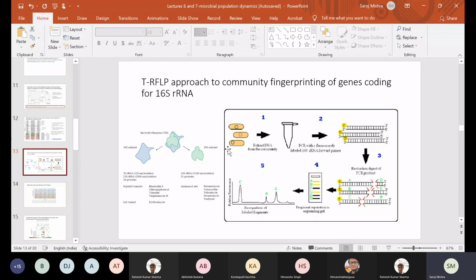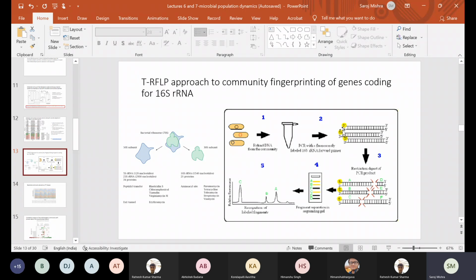You must have done this experiment in the second year also, that you can extract the DNA. So the DNA is extracted from the community. It's taken in a small test tube, an Eppendorf tube. You carry out PCR with a fluorescently labeled 16S ribosomal RNA forward primer. The DNA is going to be denatured, and now you have a primer which is fluorescently labeled. Only one of the primers is fluorescently labeled, which is the forward primer.